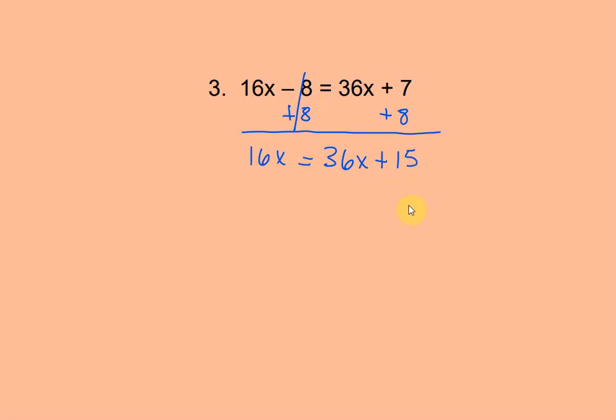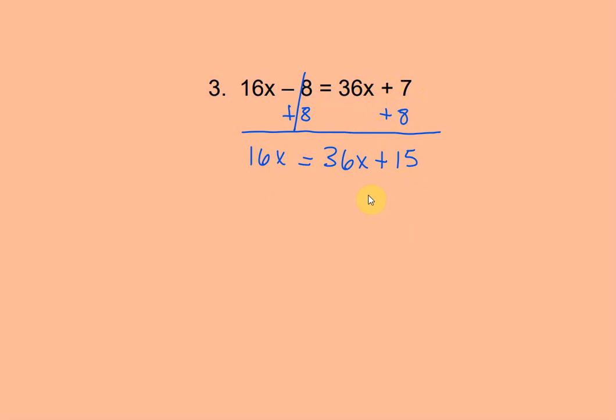Now, I want to make you aware that whenever I moved the 8 to the other side of the equation, there were two terms on the right side of the equation. I did not add the 8 to the 36x. I only added the 8 to the 7 because the 8 and the 7 are like terms. Remember, we can only add or subtract like terms. Because 36x and 8 are not like terms, I did not add 8 to the 36x. Okay, so now we have 16x is equal to 36x plus 15.